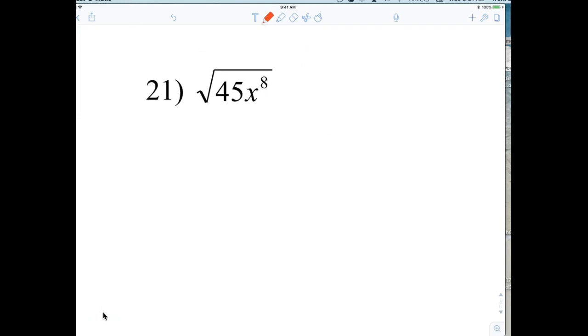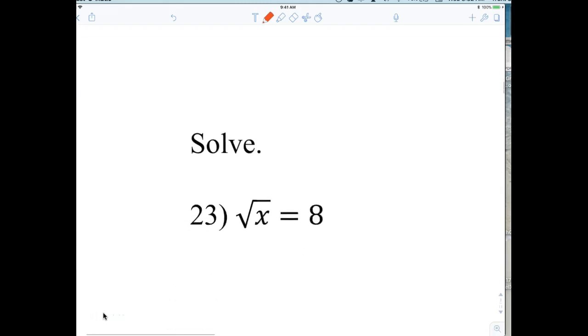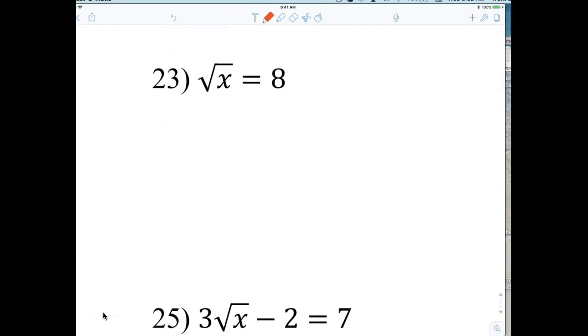All right. Square root of 45. Obviously what? 9 times 5, which is 3 radical 5. 3 radical 5. Beautiful. And then x to the what? 4. X to the 4th. Easy as that. All right, 23. Here we go. To undo a radical or a square root, all you do is square both sides. So x is equal to 64.